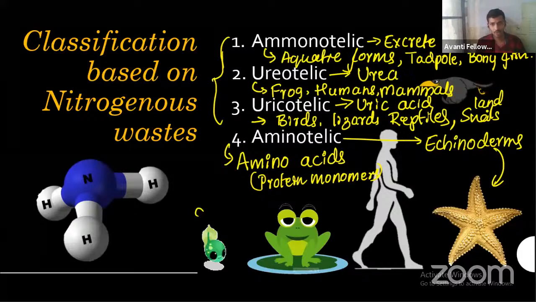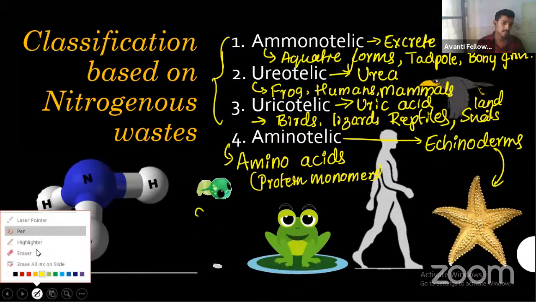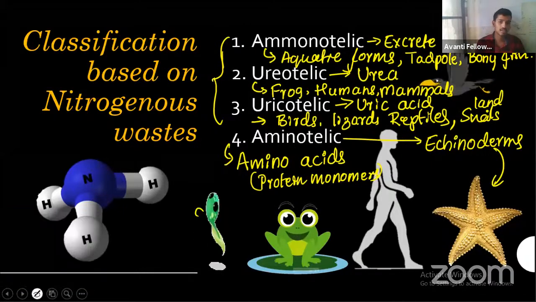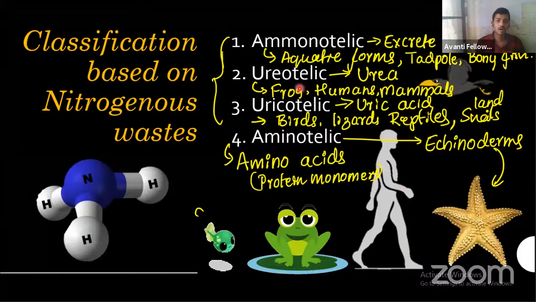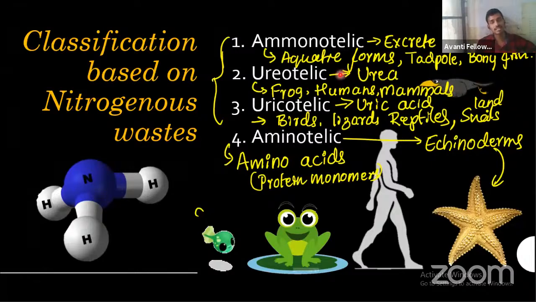Ureotelic means excrete urea. You can find it in the frog. These are not present in the aquatic region; they are present in the terrestrial region. So they need less water for excretion, like humans and mammals. The third is uricotelic. Uricotelic animals excrete uric acid. It needs very little water. Examples are birds, lizards, reptiles, snails.